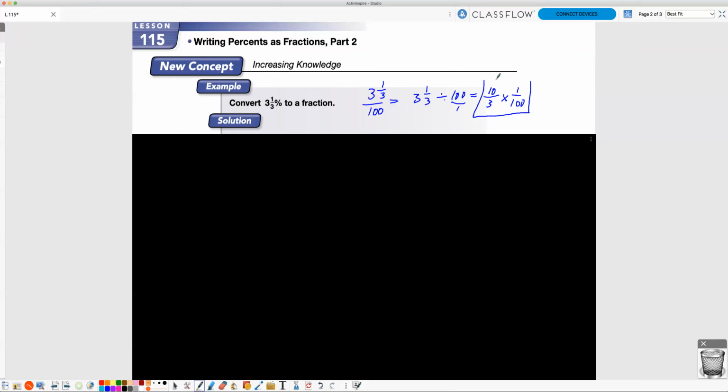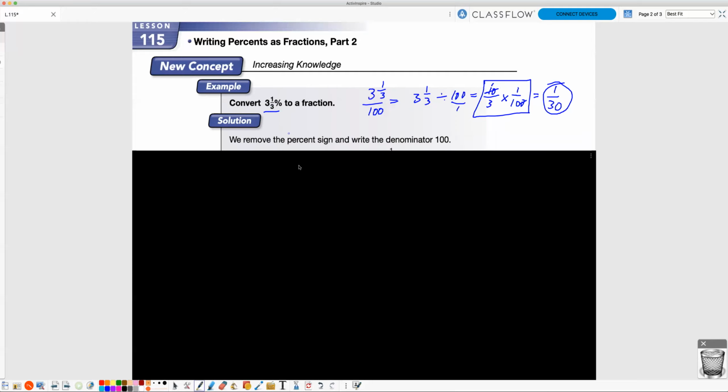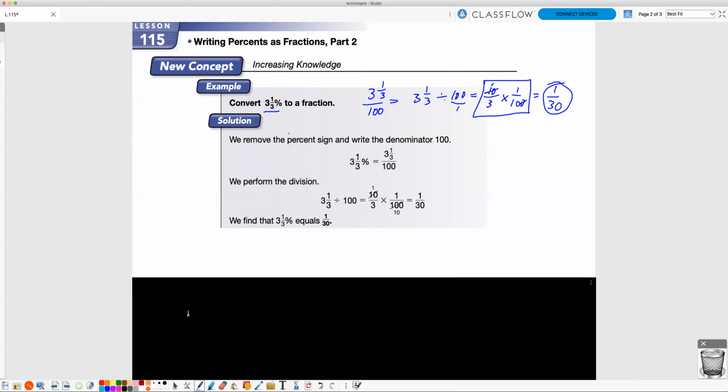So this is the final problem I'm going to use to convert 3 1/3% to a fraction. Now I see that 10 divided by 10 is 1, and 100 divided by 10 is 10. And now I have the numerators being 1 times 1 there and 3 times 10 down here. This would be 1/30th. So 3 1/3% is 1/30th as a fraction. That's all you need to do.